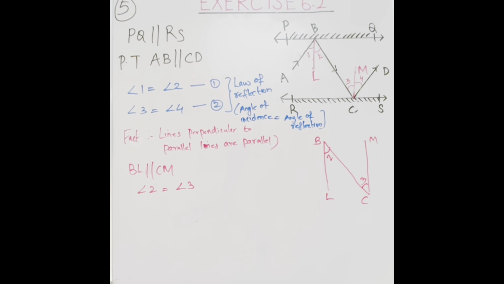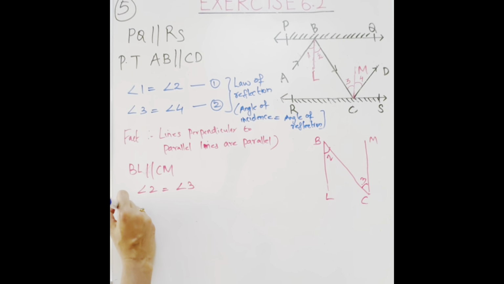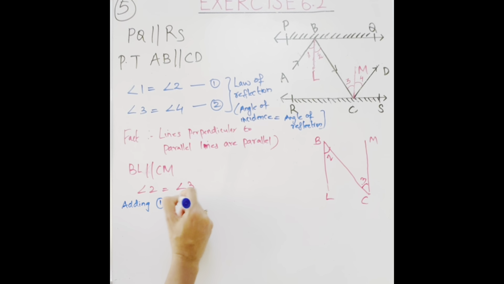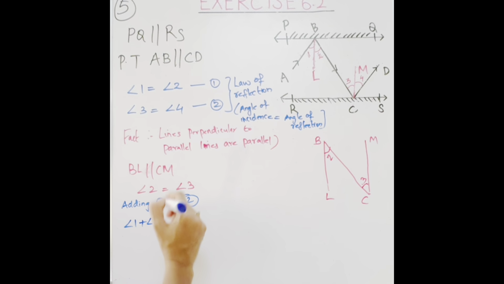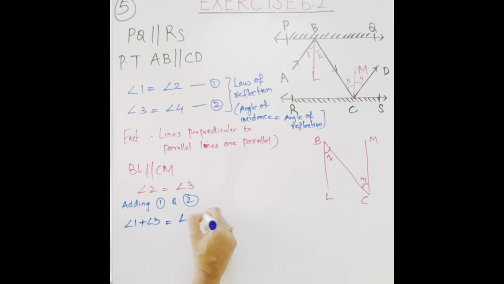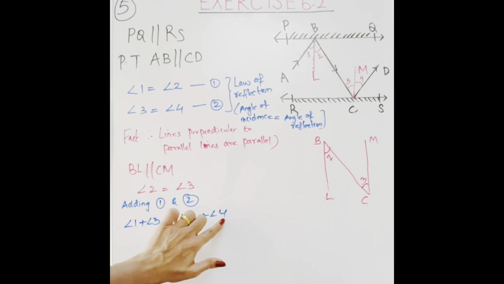So what do we do now? We will add these equations 1 and 2. Adding 1 and 2, what will happen now? We can write angle 1 plus angle 3 is equal to angle 2 plus angle 4. Angle 1 is equal to angle 2 and angle 3 is equal to angle 4. These are the two equations. We add them up. Angle 1 plus angle 3 is equal to angle 2 plus angle 4.